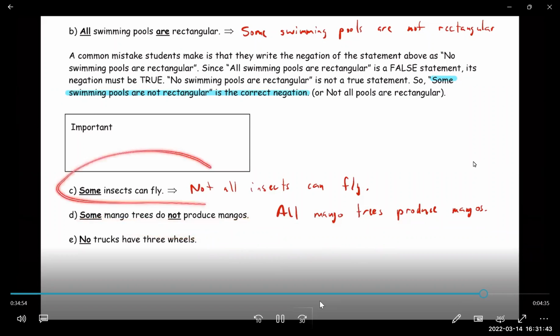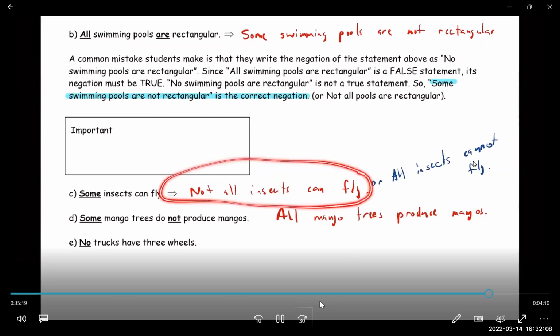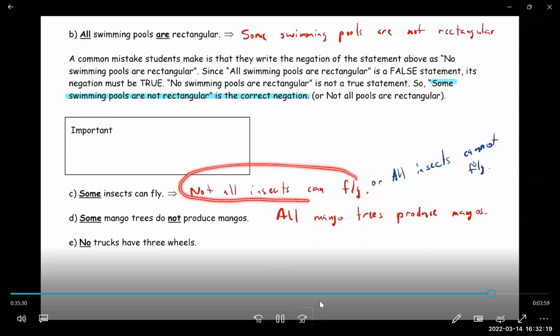So let's go. Can we write this in the form of all? Some insects can fly. All insects cannot fly. So you could have said, or I'll just say, all insects can not fly. But I like the way you wrote it. This one sounds a little bit better to me, even though they mean the same thing. Sometimes you can write it more than one way, but you always want to choose the way that makes the most sense to you.